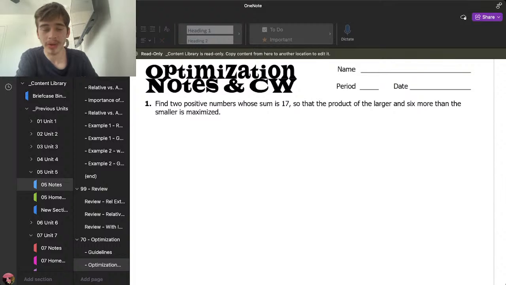So that the product of the larger, okay, I think I know what this means. Okay, two positive numbers, so x plus y equals 17. Oh, I don't know why I typed that. I thought you could press enter. I guess not. So the product of the larger and the 6 more than the smaller is maximized. We'll make y the smaller, and 6 more than the smaller. We're trying to maximize a, take derivative.